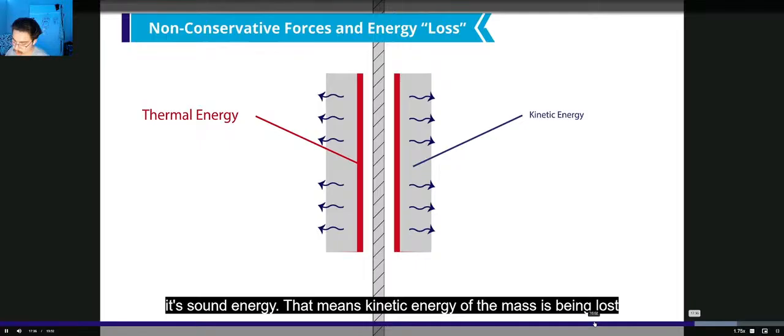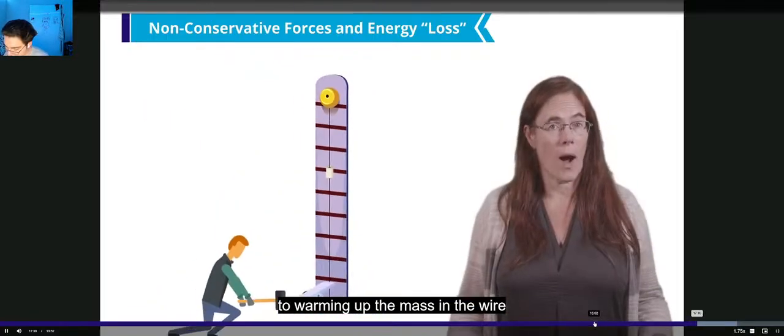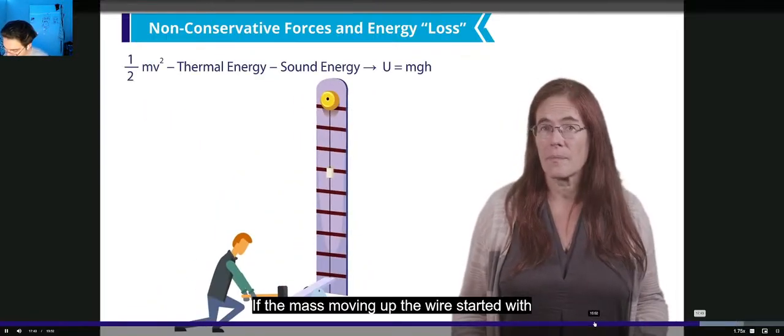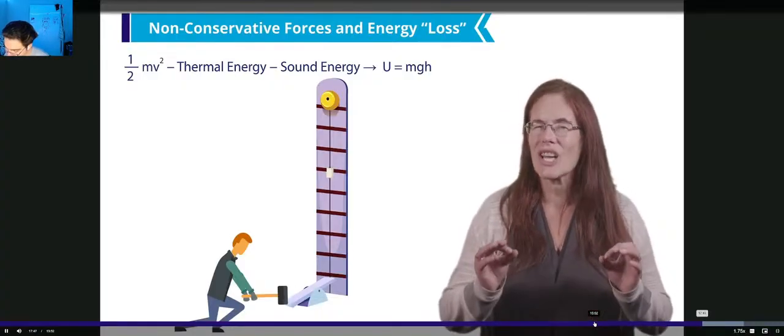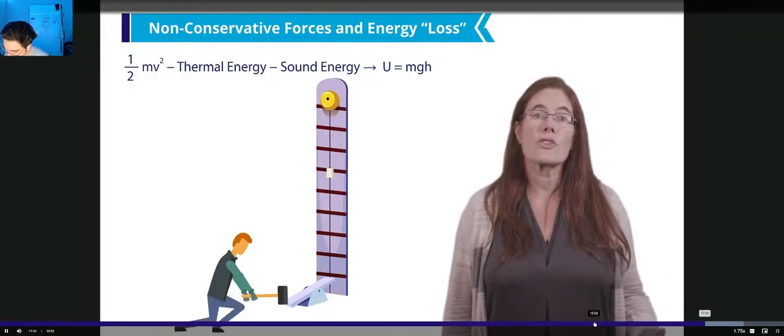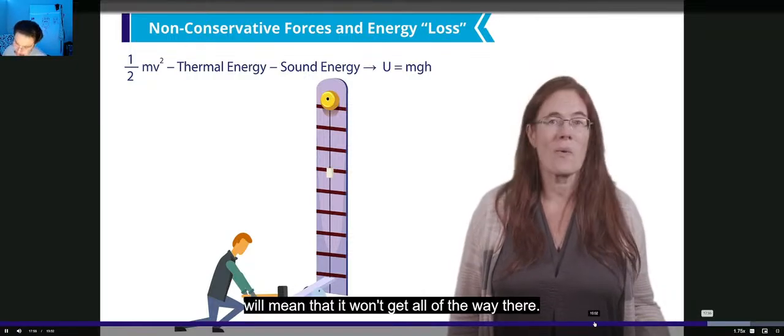That means kinetic energy of the mass is being lost to warming up the mass and the wire and making sound as it moves through the air. If the mass moving up the wire started with just enough kinetic energy that it would ring the bell, energy lost because of friction and drag will mean that it won't get all of the way there.